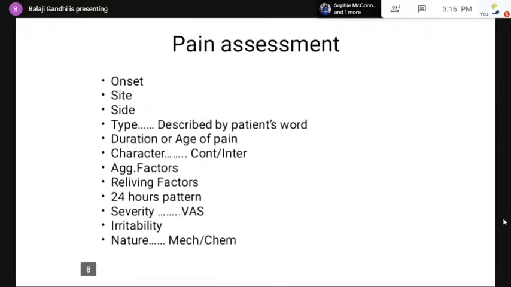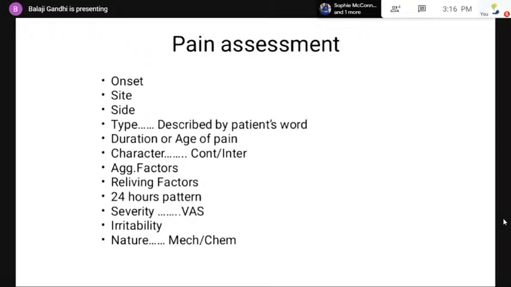And next one, the pain assessment. This pain assessment was taught in great detail by my teacher, Professor A.G. Dandapani sir. Very, very detailedly he told about the pain assessment. What my teacher taught, I think I could deliver only 1% of that.